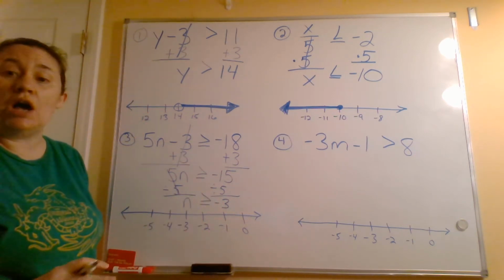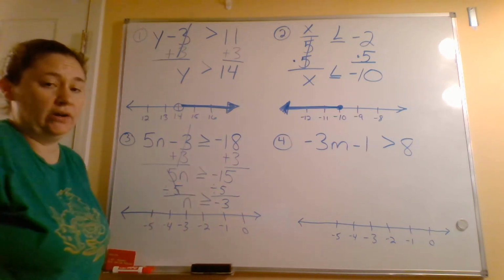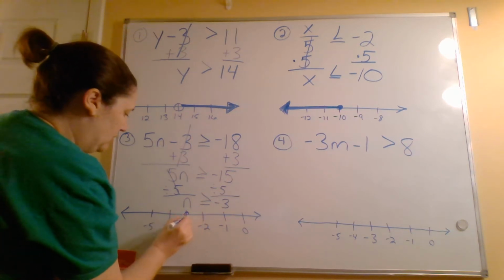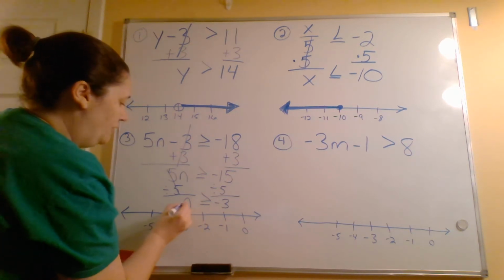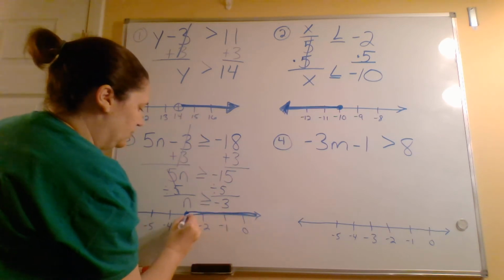Once again, I do not flip the sign because I did not divide by a negative number. I divided by a positive number. We need a closed circle at negative 3, and we need all of the numbers that are bigger than negative 3. That is this direction.